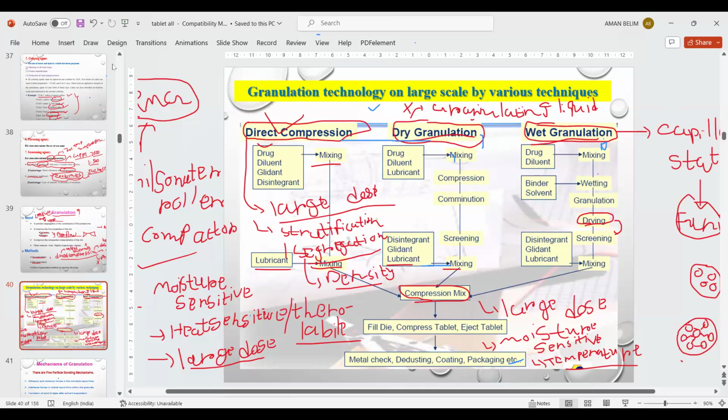For wet granulation, which instrument is used? Most common instrument. Whatever I am speaking can be asked as an MCQ. Which instrument is used as a wet granulator? Rapid mixer granulator, yes, you are right. And one more is there.